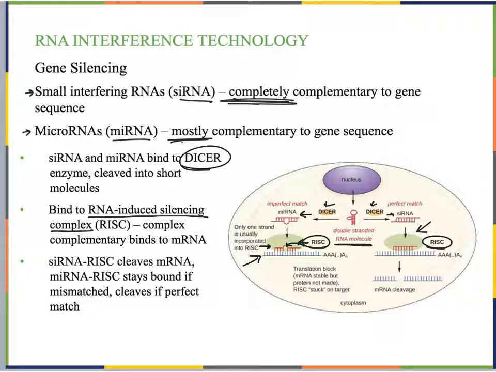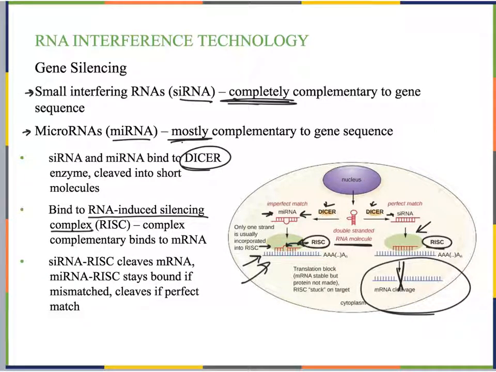Then if it's the siRNA and it's completely bound to it, it's going to cleave it. So it'll cut that mRNA. If it is miRNA and it is not perfectly bound, then it's just going to stay bound to that mRNA molecule, so it just can't be translated. So in the case of our siRNA, it's going to cut up the mRNA so it doesn't make the proteins that it's meant to make. With the miRNA, it's just going to stay bound to it so it can't make the proteins anyway.